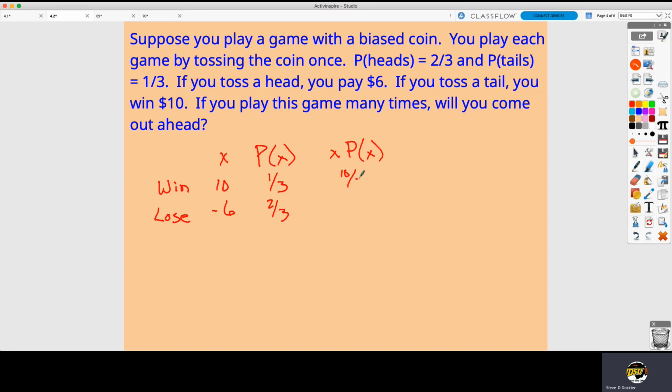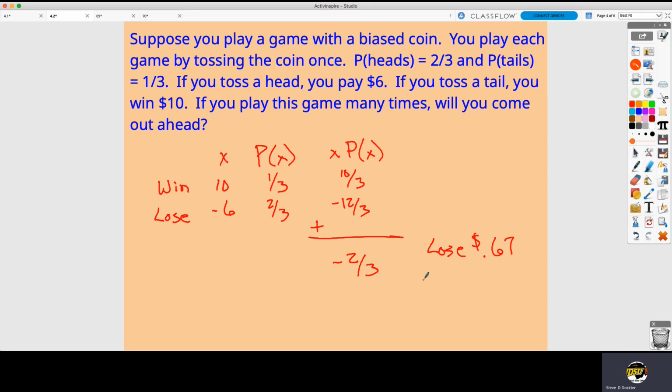So 10 times 1/3 would be 10/3. Negative 6 times 2/3 is negative 12/3. To get your expected value, we're just going to add those two together. And we see that every time you play, you would lose, on average, 67 cents. So on average, will you come out ahead in this game? No. That is technically true. Yes, you're right, Max.